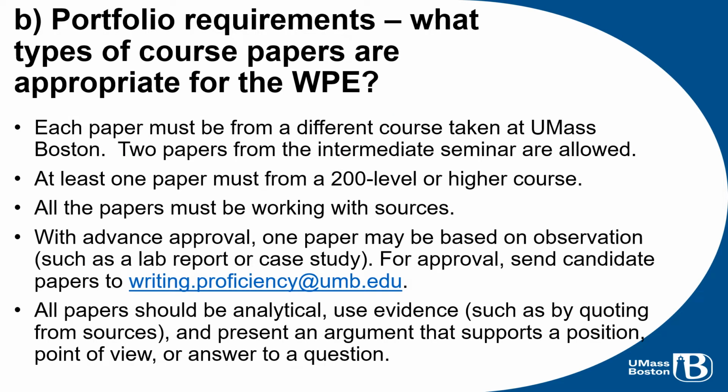All course papers submitted in your WPE portfolio should come from courses you took at UMass Boston. You are allowed to submit 2 course papers from your intermediate seminar or CRW 282. You should include at least 1 paper from a course that is a 200 level or higher course. Also, your papers should ideally utilize sources. A source can be anything from a journal article, book, lecture, or work of art.